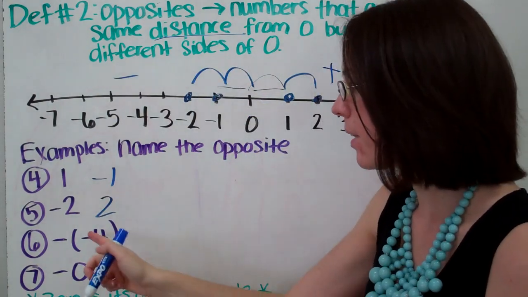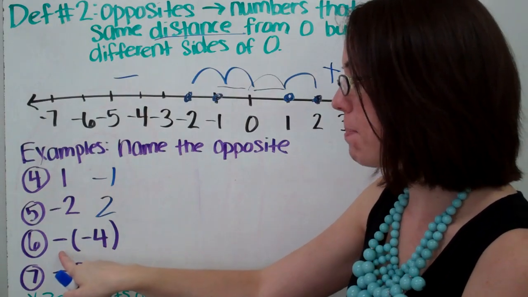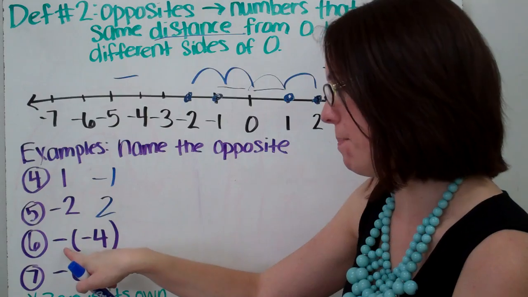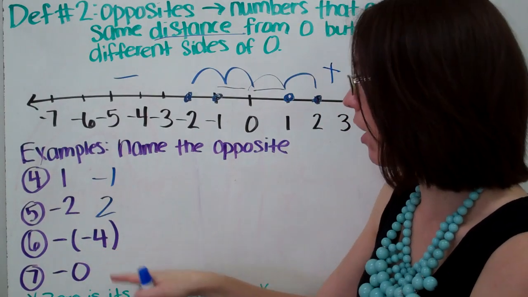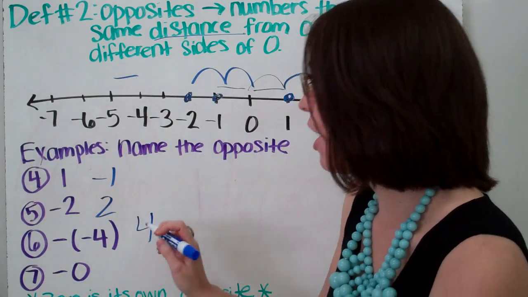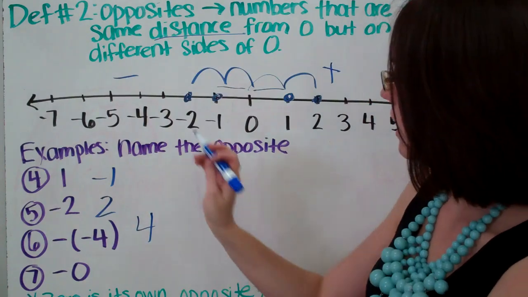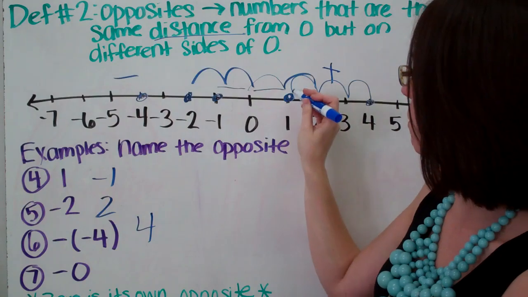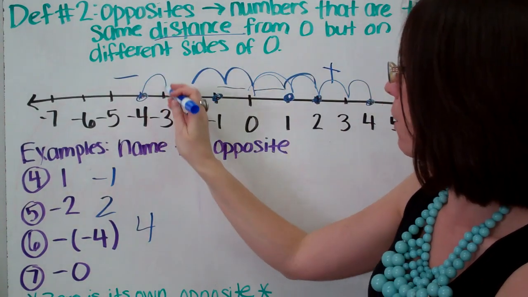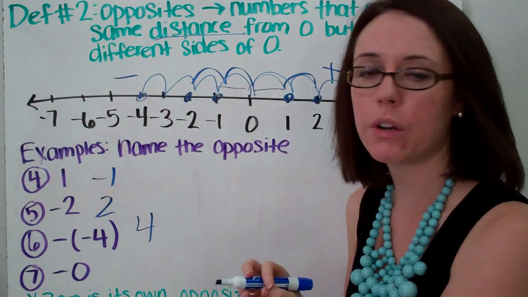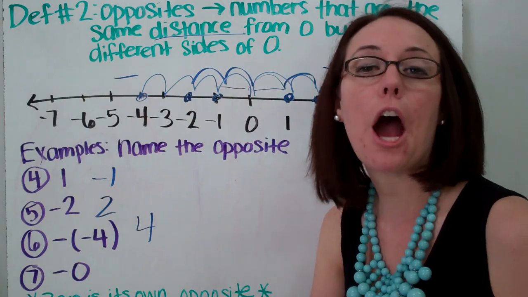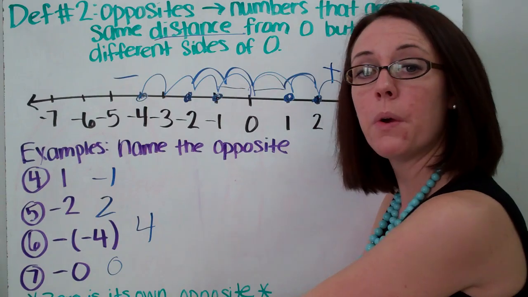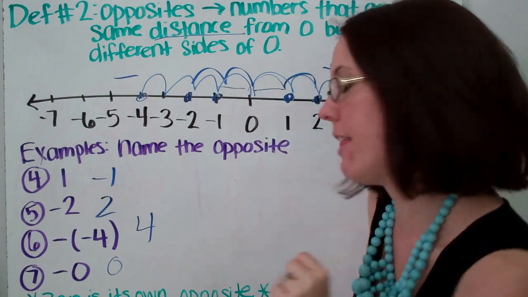Opposite sides of 0. This means the opposite of negative 4. What is the opposite of negative 4? Well, that would be a positive 4. Negative 4 is here, positive 4 is here. 1, 2, 3, 4 units away. 1, 2, 3, 4 units away. And finally, the opposite of 0. Well, the opposite of 0 is just 0, because 0 is its own opposite. Don't forget that.